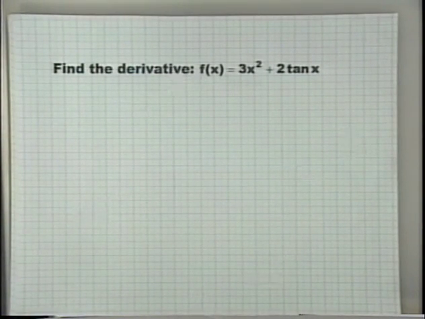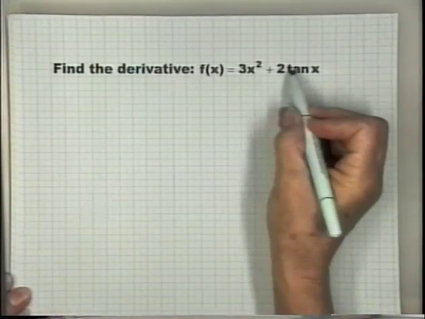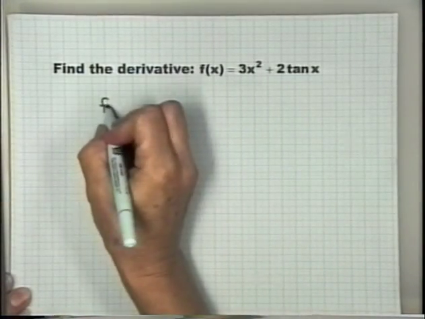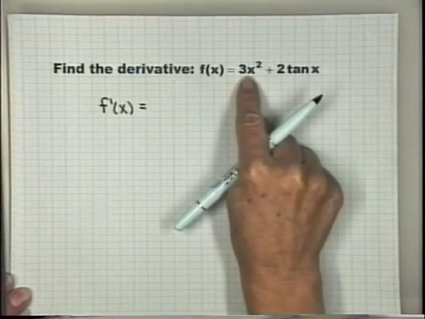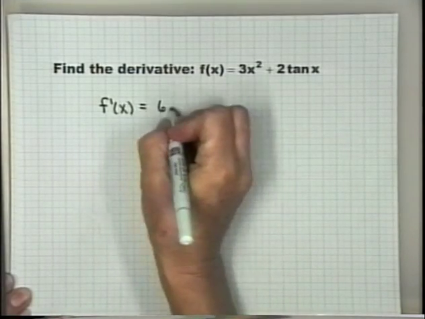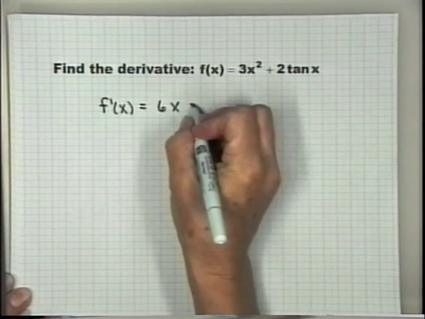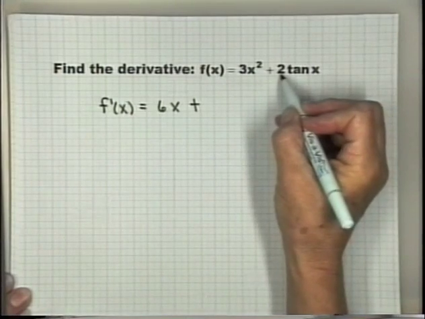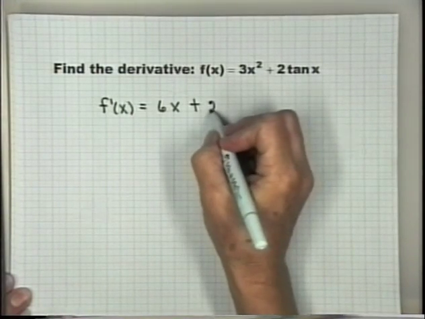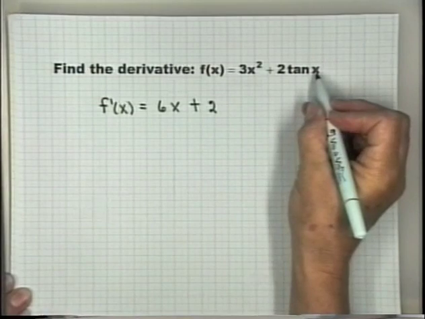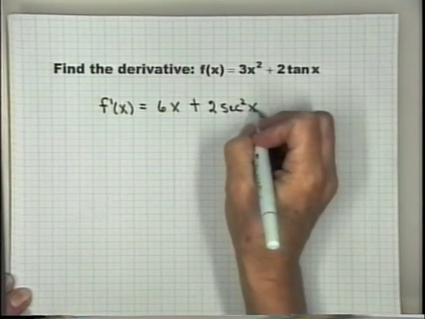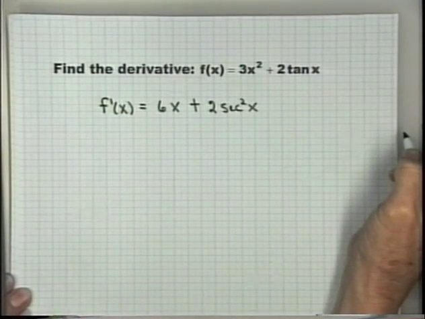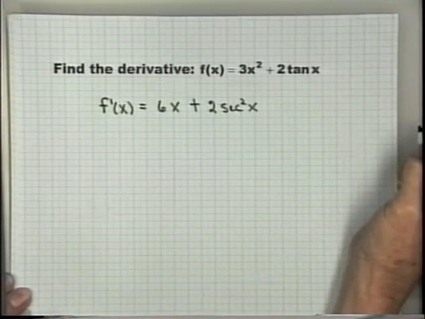Find the derivative of f of x equals 3x squared plus 2 tangent x. I have a sum of these two functions, so I will use the rule that we do the derivative of the first one plus the derivative of the second one. The derivative of my first function using the power rule is 6x, plus I have a constant times this function, so I'll bring the constant down, times the derivative of tangent x. We just showed that the derivative of tangent x is secant squared x. So we have 6x plus 2 secant squared x.